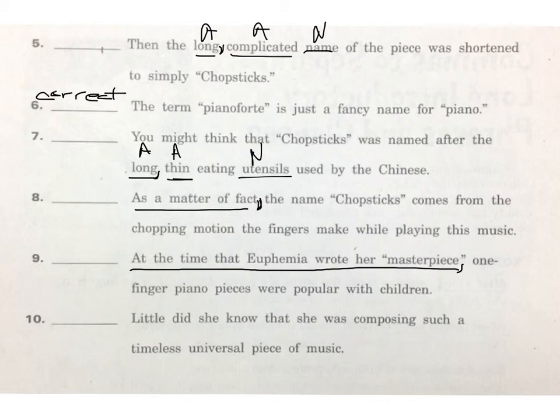Okay? And number 10. Little did she know that she was composing such a timeless, universal piece of music. All right, so piece of music is my noun. Universal describes that, and timeless describes it. They equally describe the piece of music, so I put a comma between them because they're 2 adjectives that equally describe a noun. All right, hopefully you had some success here. If you have any questions, please see me.